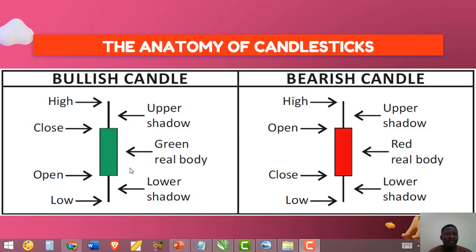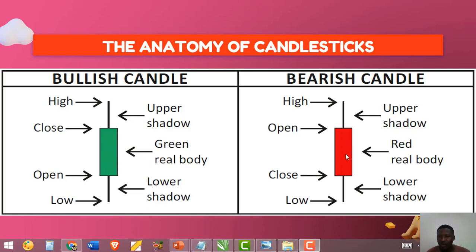Now the primary interest of the bulls is to push the price of that very given asset or currency pair upward, while the bears' primary goal is to push the price of a given asset downward. Now looking at these very candlesticks, it has the body, which happens to be this. It has the wick, this thread, which is also known as the shadow. Then we have the high and the low, based on volatility.